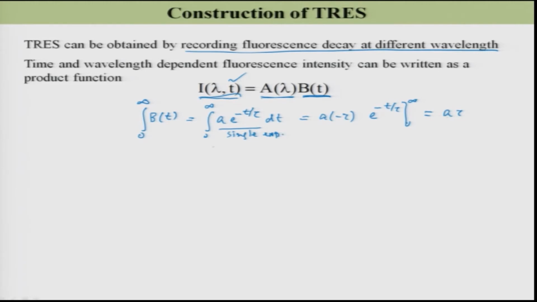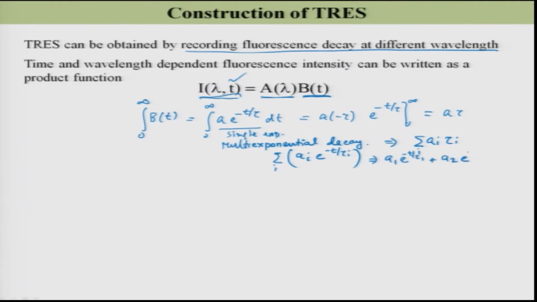So, I will get this one. If it is a multi exponential decay, this will be the sum over i of a_i tau_i. In this case, the decay function is the sum over i of a_i e to the power minus t by tau_i. This is my fluorescence decay, right. It means a_1 e to the power minus t by tau_1 plus a_2 e to the power minus t by tau_2, and so on, depending on the value of i.